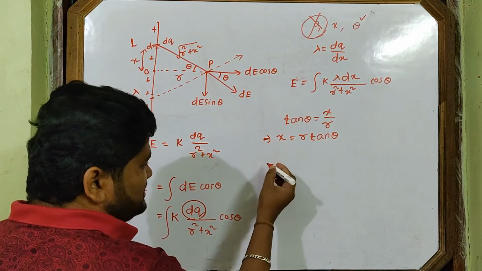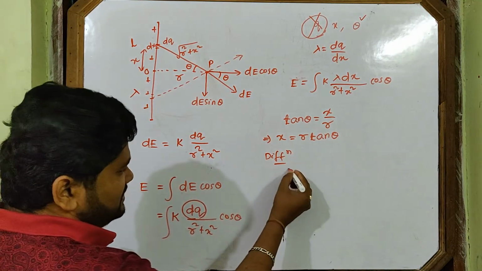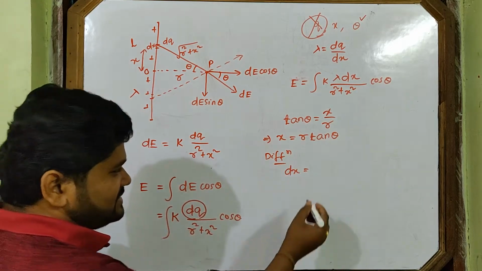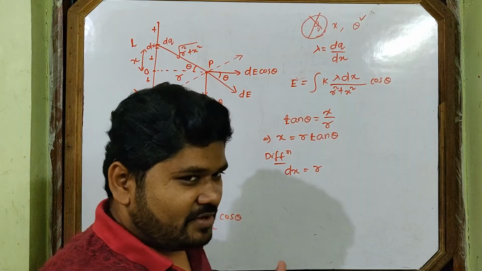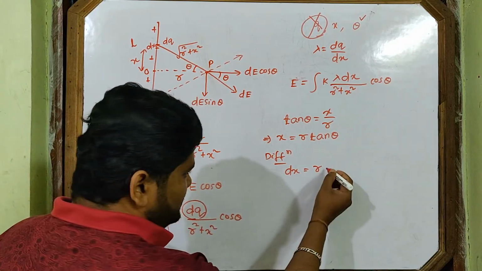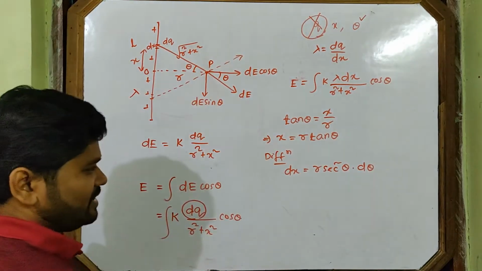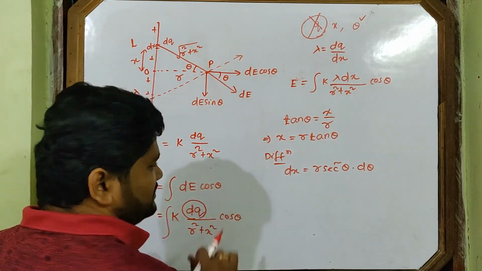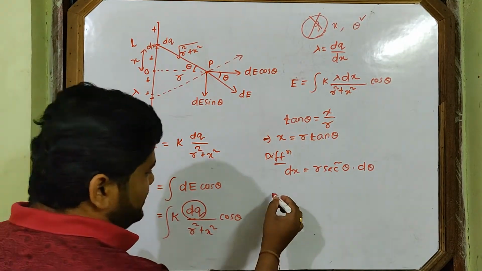So how do we handle dx? Let's differentiate it once. The differentiation of x is dx. The differentiation of r tan theta is what? You must remember the expression: r sec square theta d theta. So this is the differentiation of this one. Is it clear? Now let's put everything there and do the integration.